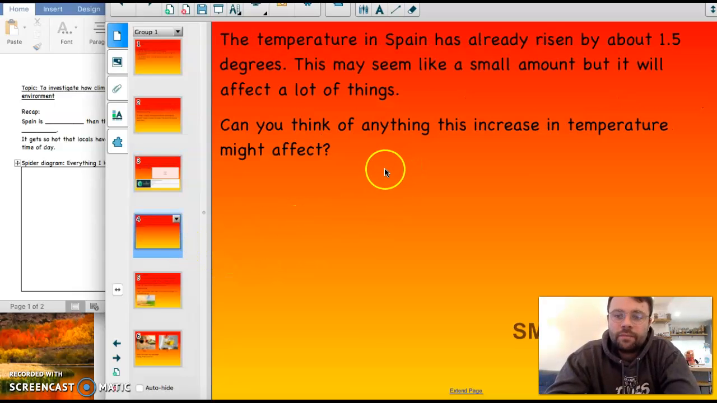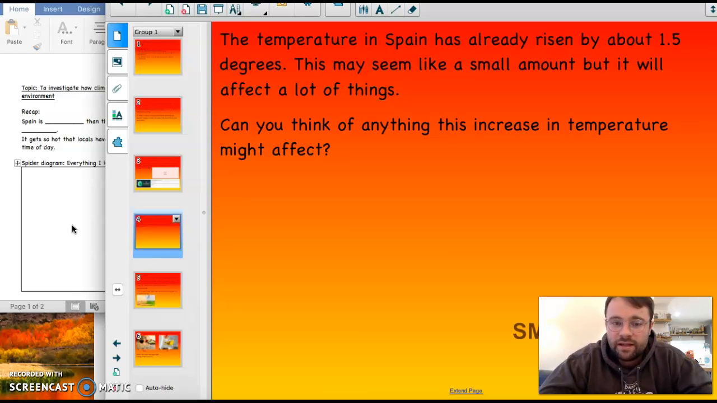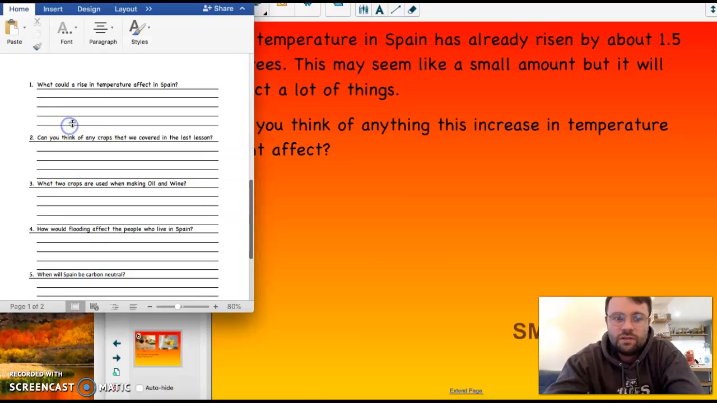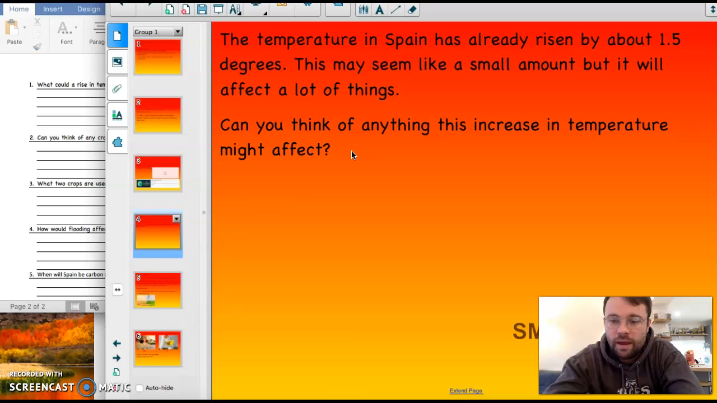Okay, so here we go. The temperature in Spain has already risen about 1.5 degrees. This may not seem like a huge amount, but it will affect a lot of things. Okay, so can you think of anything that this increase in temperature might affect? Okay, once you've done that, I would like you to write down in this little area here on your worksheet what you think could be affected by the rise in temperature in Spain.